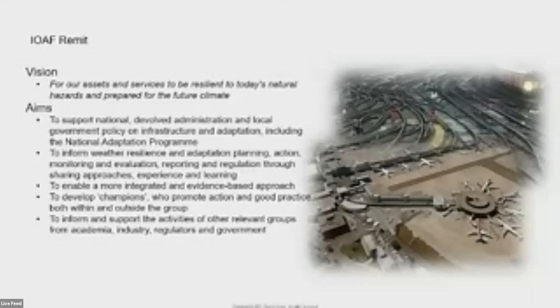Now, the terms of reference, the remit we have, includes a vision for our assets and services to be resilient to today's natural hazards and prepared for the future climate. So it's not just future climate, it is about today's natural hazards. And our aims are on this list here. You can see it's supporting national, devolved administration and local government policies on infrastructure and adaptation planning.